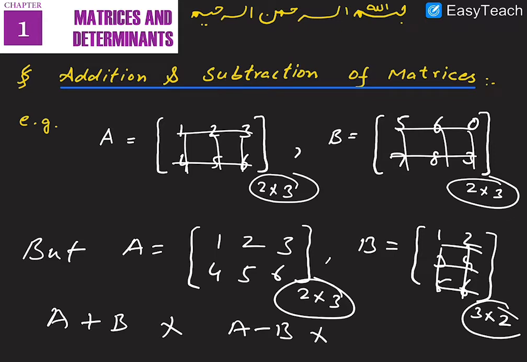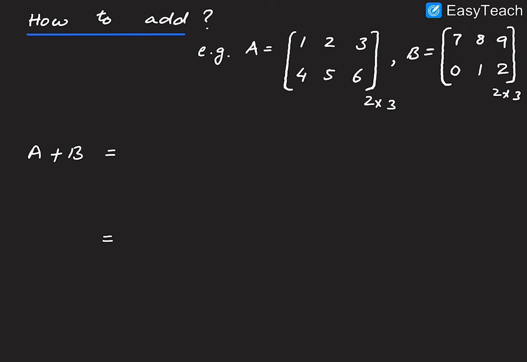So what is the condition for addition or subtraction of matrices? Order must be same. Now we will see how to add or subtract two matrices. For example, we have matrix A whose order is 2 into 3 and B is also given whose order is 2 into 3. So how to add these two matrices? Addition of two matrices is denoted by A plus B.